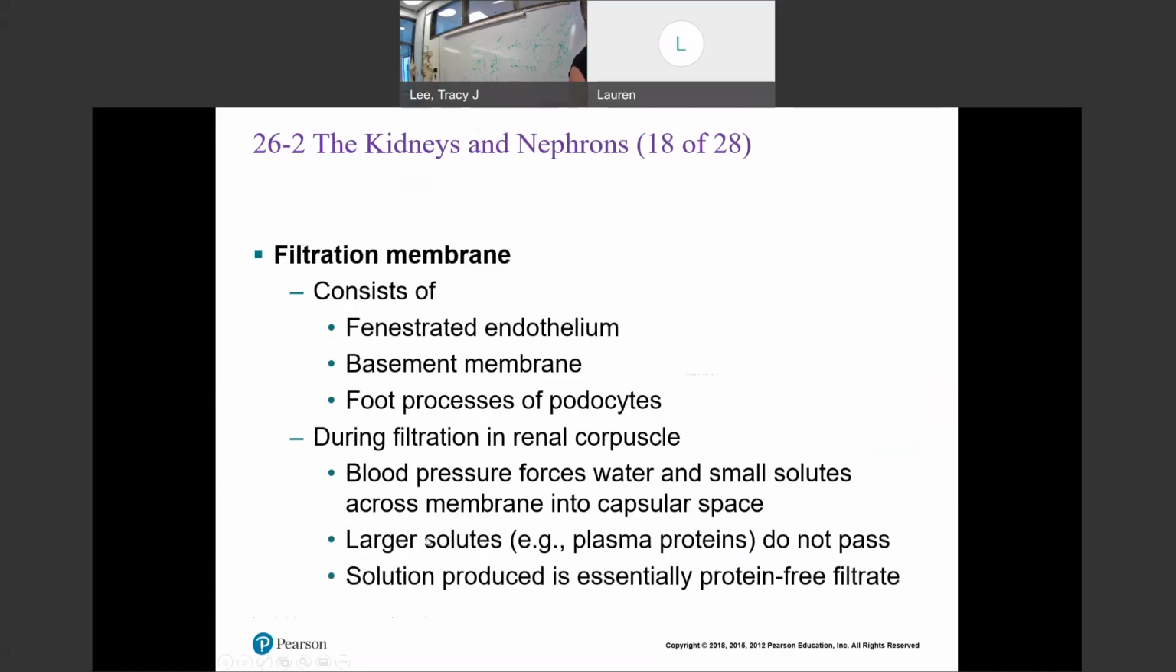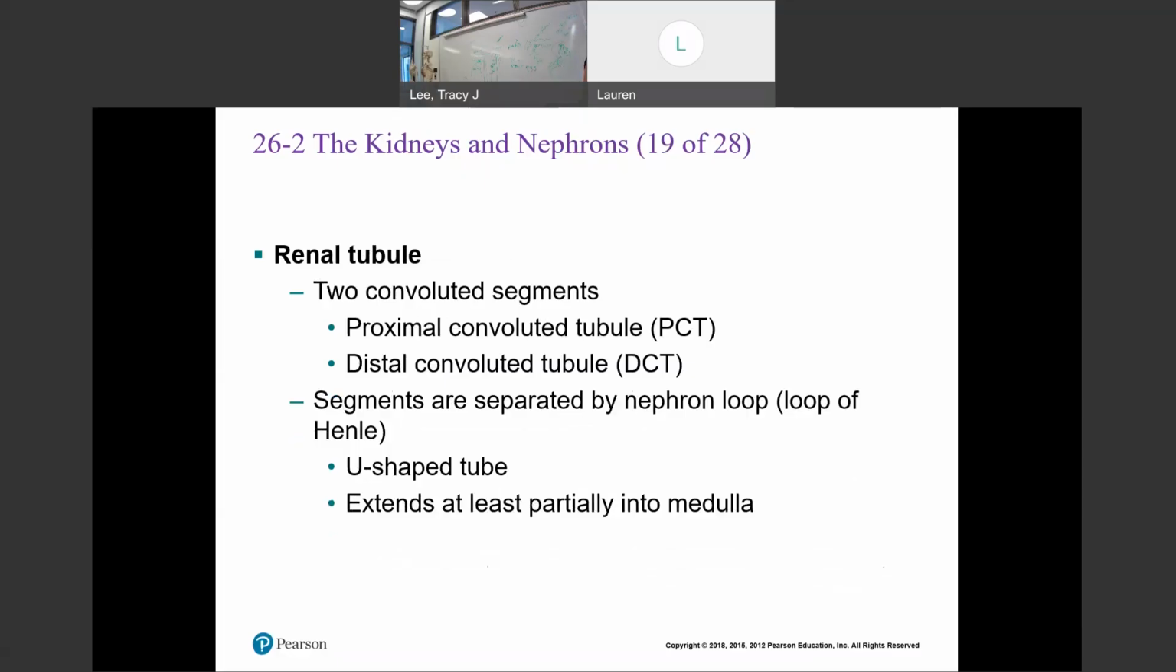One thing to know is our really larger solutes like plasma proteins are not going to pass through those slits. They're not going to fit. So what's going to fit? Things small enough to go through the slits. We have what we call a filtration membrane, which is basically the cells from our glomerulus, the Bowman's capsule, and then there's kind of a membrane space in between, and I'll show you a picture of it here in just a second.